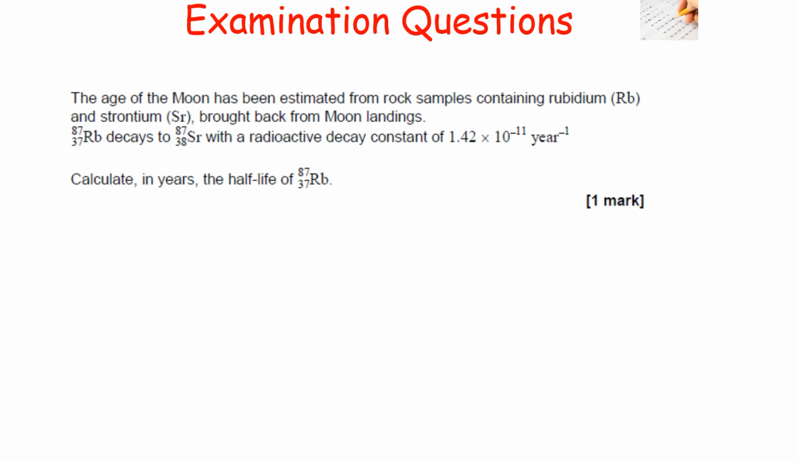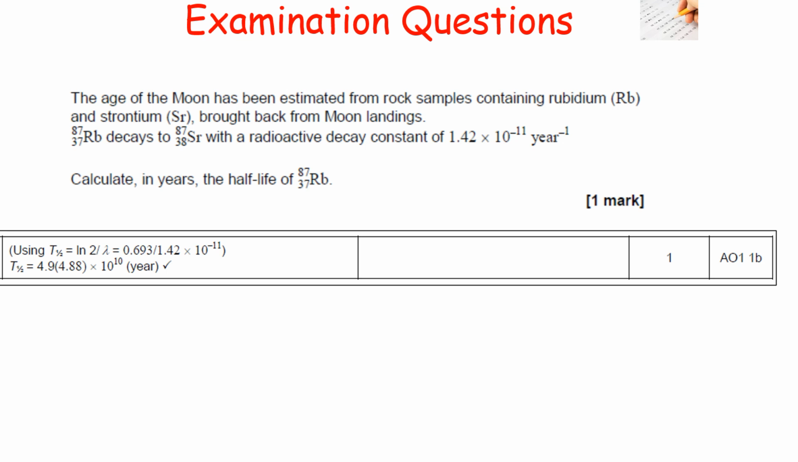Right, for this question, think about what you've been given. You've been given the decay constant and you need to work out the half-life. If you look at your equation book, you'll notice that half-life is equal to ln 2 over the decay constant. We know ln 2 is 0.693. We're given the decay constant per year in the question, so you pop the values in and you get a half-life of 4.9 times 10 to the 10 years.